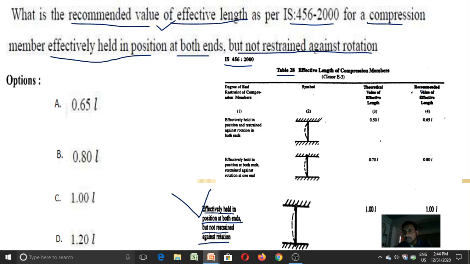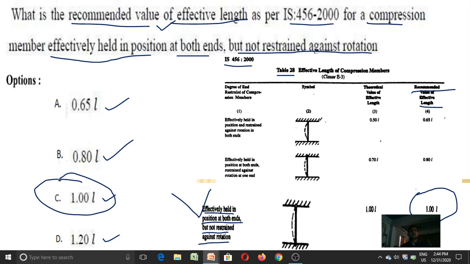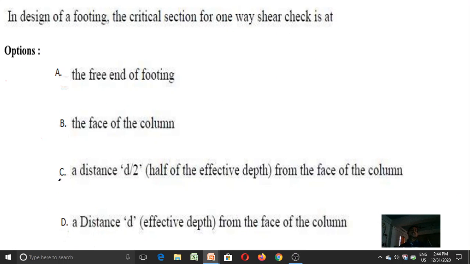The recommended value of effective length for this is 1 into L. If you see the options, option A is 0.65 L, option B is 0.80 L, option C is 1 into L, and option D is 1.20 into L. So according to this condition, option C is correct, that is 1 into L. Let's move on to the next question. It is a very logical question here.